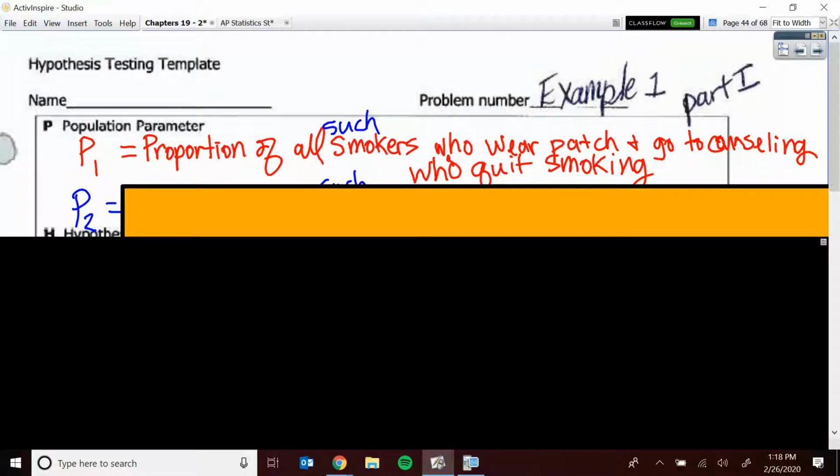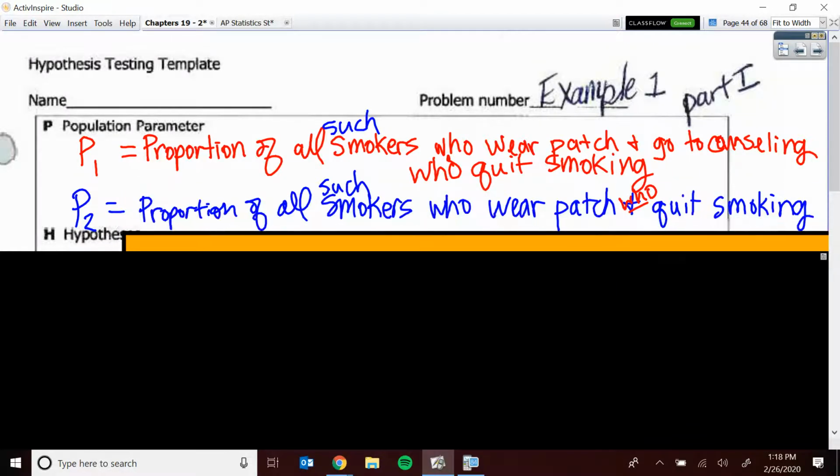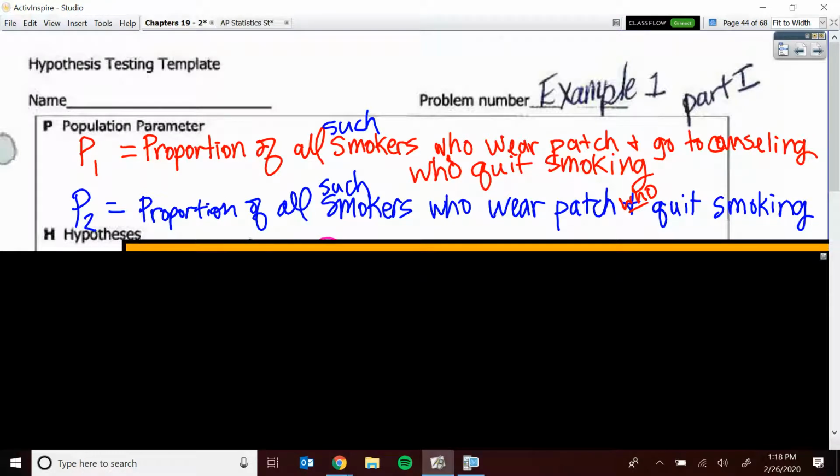Okay. So then what would be our second proportion? Proportion of all such smokers who wear the patch only, who quit smoking. All right.